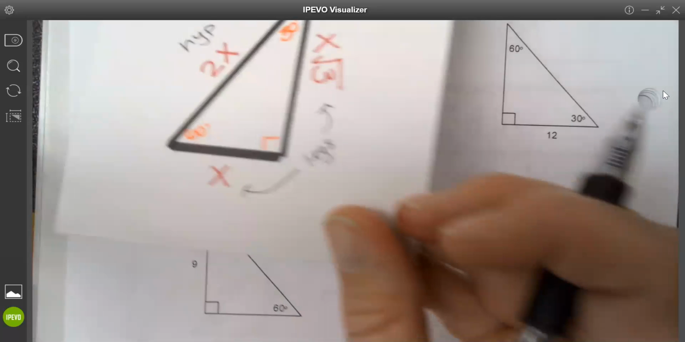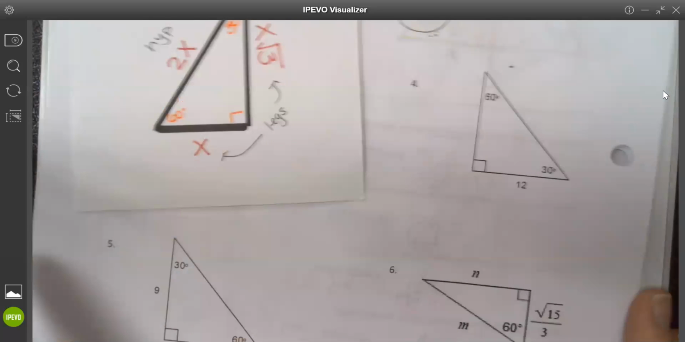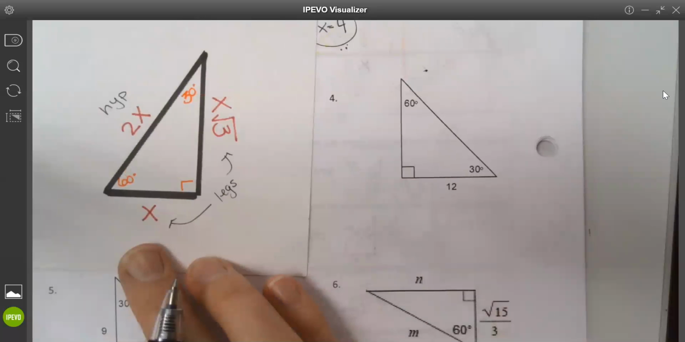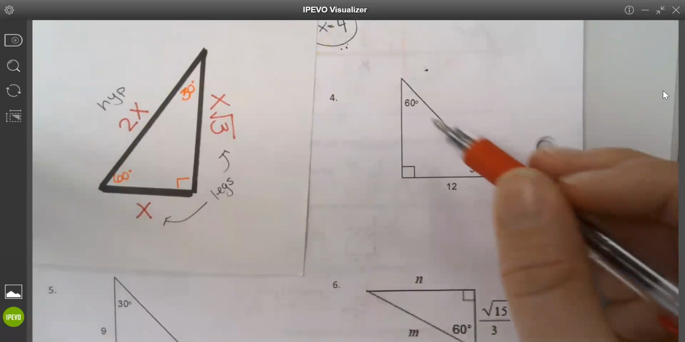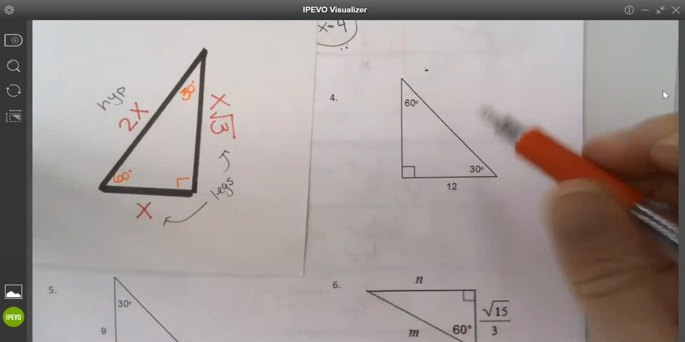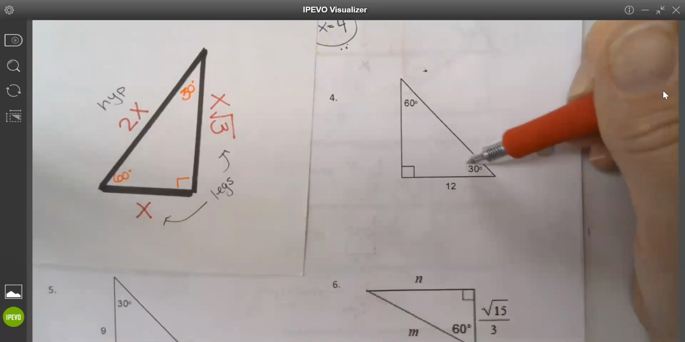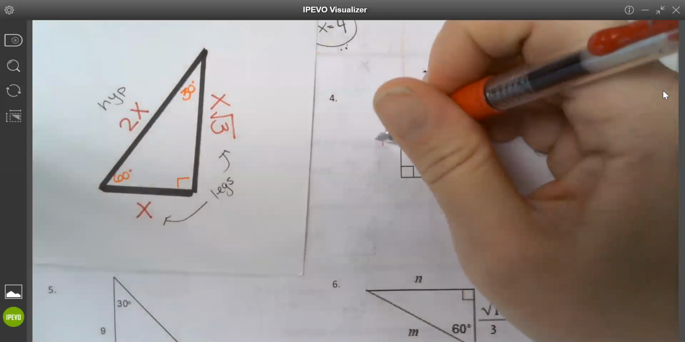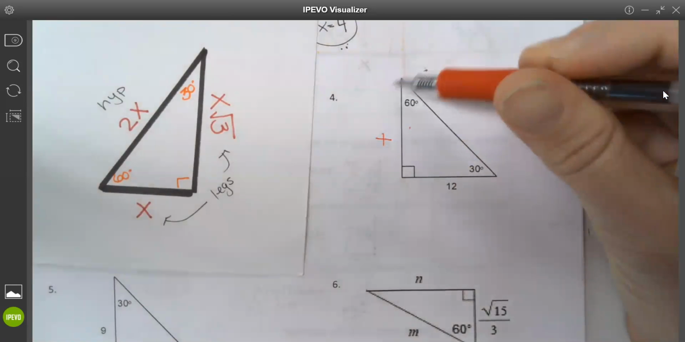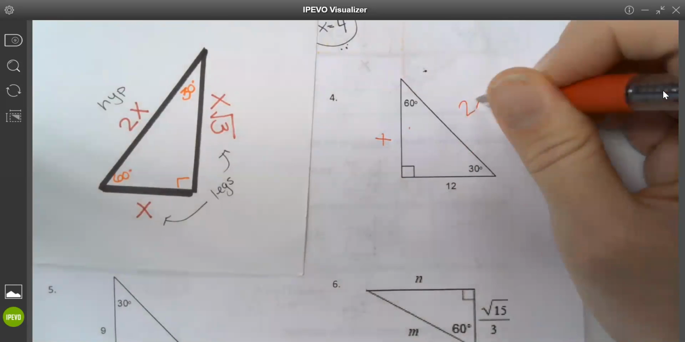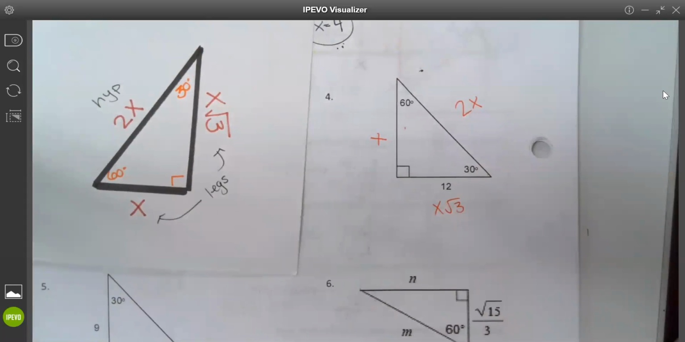Okay, next few are a little more challenging, because I'm given the side I don't want, but inevitably we're going to have problems like it. Notice it flipped. Up to this point, we had 30 in the corner, now 30 is in this bottom corner. The side across from 30 is x. Hypotenuse is 2x, across from 60 is x rad 3. They flipped it around on us.